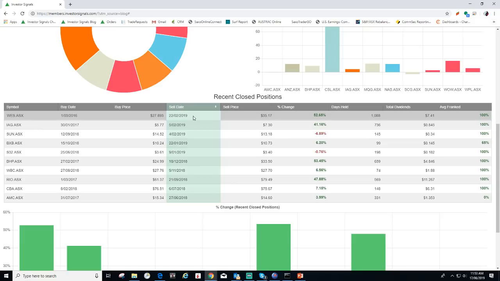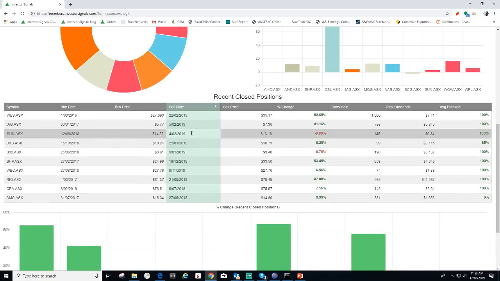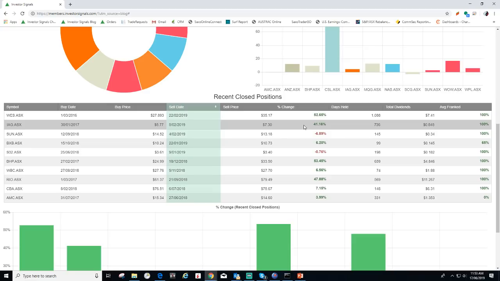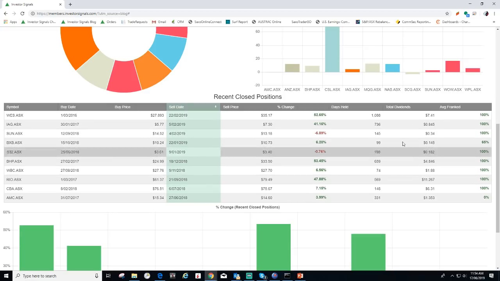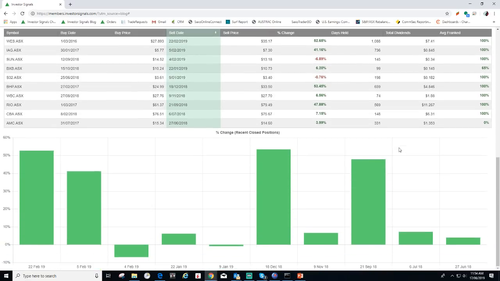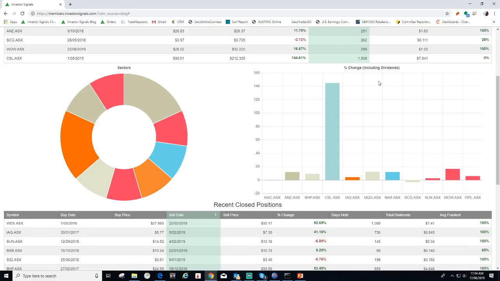If you want to go down here, you can see if we get the sell date, the most current sell date to the top, you can see there that Wesfarmers generated 52% return, IAG generated 41%. Again, those returns include the dividends as well. And then if you want to go down and look at this bar graph here, this just shows you in a relative sense to the other stocks in the portfolio.